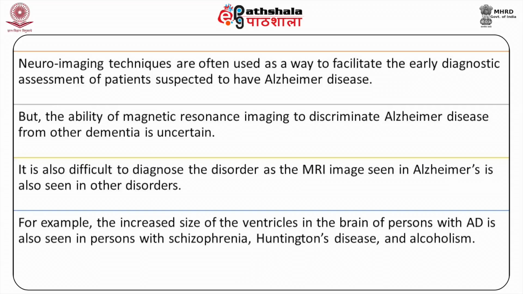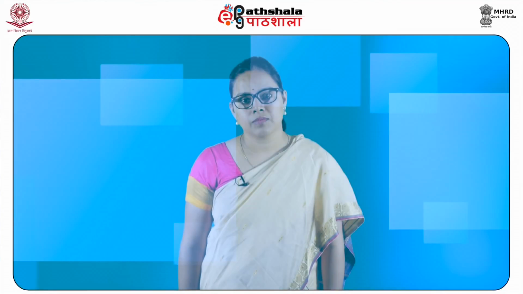But the ability of magnetic resonance imaging, that is MRI, to discriminate Alzheimer's disease from other dementias is uncertain. It is also difficult to diagnose the disorder as the MRI image seen in Alzheimer's is also seen in other disorders. For example, the increased size of the ventricles in the brain of a person with AD, Alzheimer's disease, is also seen in persons with schizophrenia, Huntington's disease and alcoholism.